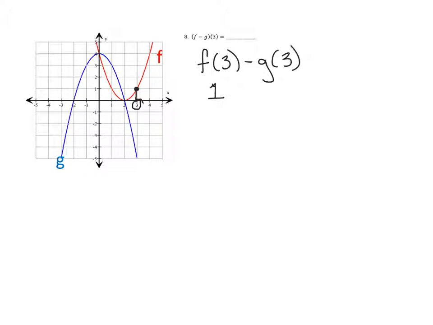Let's find the same for g of 3. Okay, we're still finding the same x value, which is 3, but g, remember, is the blue function, so when x is 3, we went over and we found 3. But this means we have to go down. Looks like it's right here. It looks like that's at the value of y equals negative 5. So we basically have 1 minus negative 5, which is 1 plus 5, which is 6.